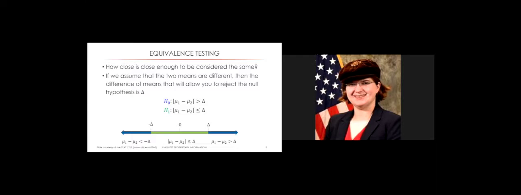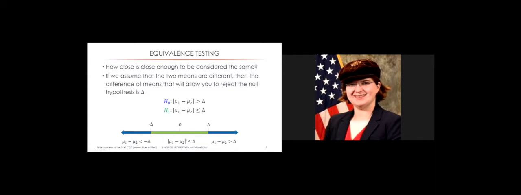So how do we define what is close enough? How close is close enough to be considered the same? This is where you have to pull in a little bit more subject matter expertise. So we'll initially assume that the means are different, and in fact that they're greater than some value delta. This is called the equivalence acceptance criterion, denoted by delta here. So our null hypothesis will actually be that the difference between these two means is greater than some value delta. And the alternative is that the difference is within delta.